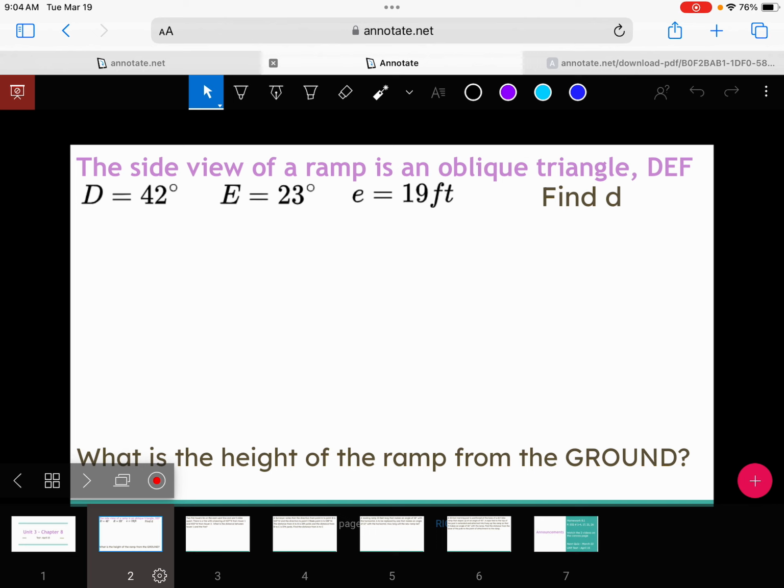So this one has two questions up here. We've got the side view of an oblique triangle ramp, and we're asked to find one of the sides. And then we're going to find the height of that side to the ground. I believe there's one on the homework worded almost identical to this. Different numbers, but the wording is almost the same.